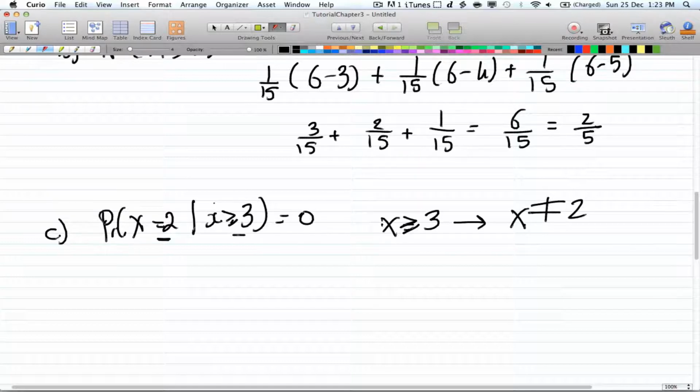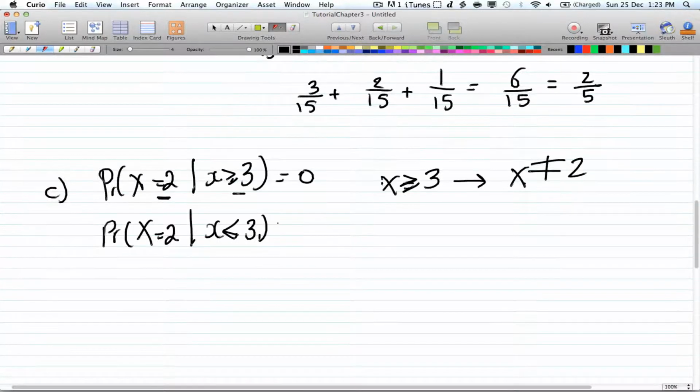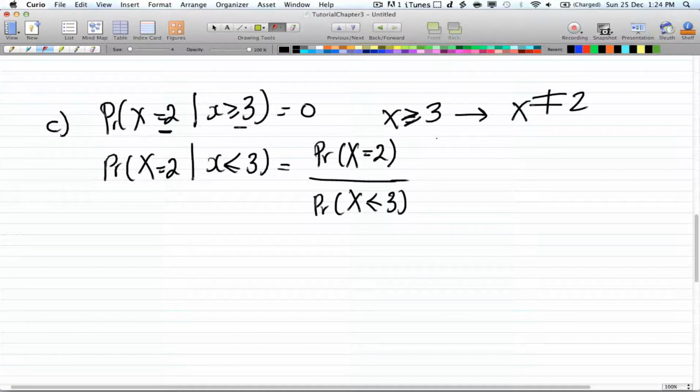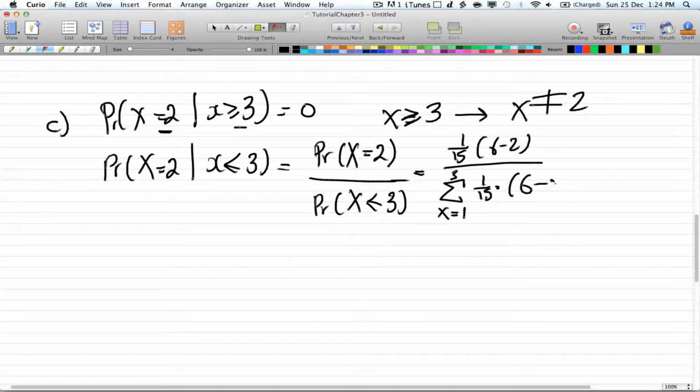It can never happen. However, if it's the probability of x equals 2 given that x is smaller than or equal to 3, then this just equals the probability of x equals 2 divided by the probability of x smaller than or equal to 3. Alright, so now you have this, and you can just plug in 1 over 15 times 6 minus 2 divided by the sum from x equals 1 to 3 of 1 over 15 times 6 minus x. And that will give you the result after you solve it.